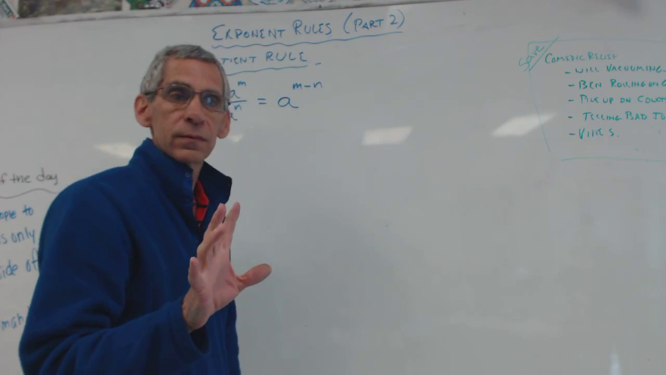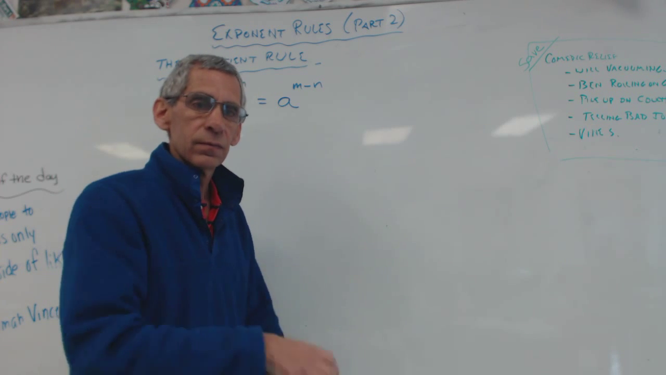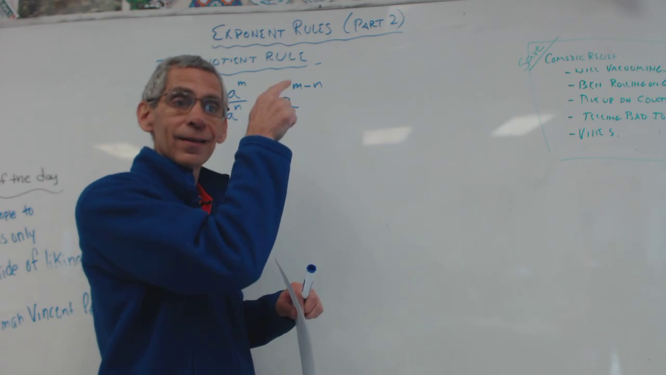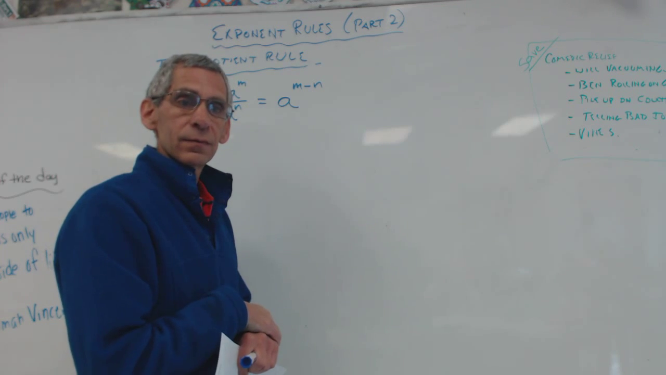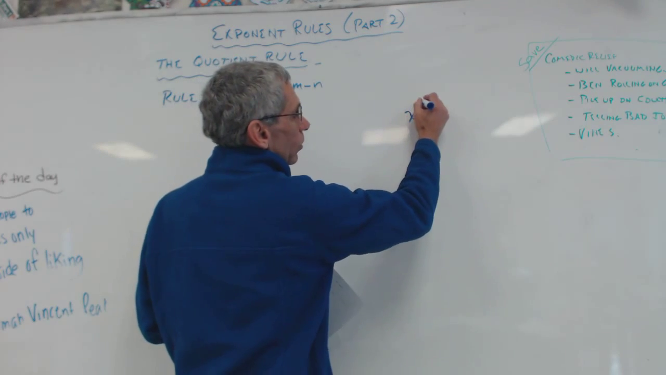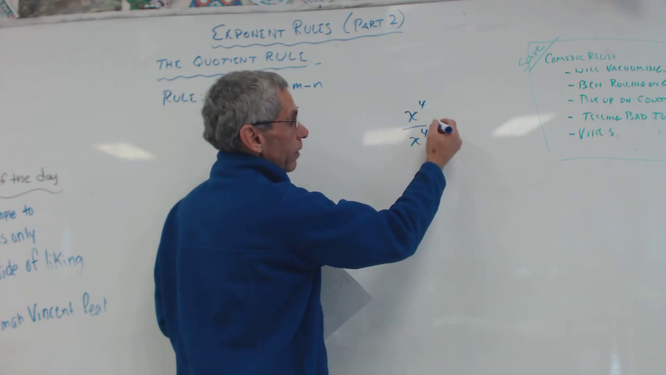Wait, I have a question. Would it equal 1 or would it equal x? It would equal 1, because x to the 9th over x to the 9th is 1. Anything to the 0 power is 1. Same thing, top and bottom. That equals 1.